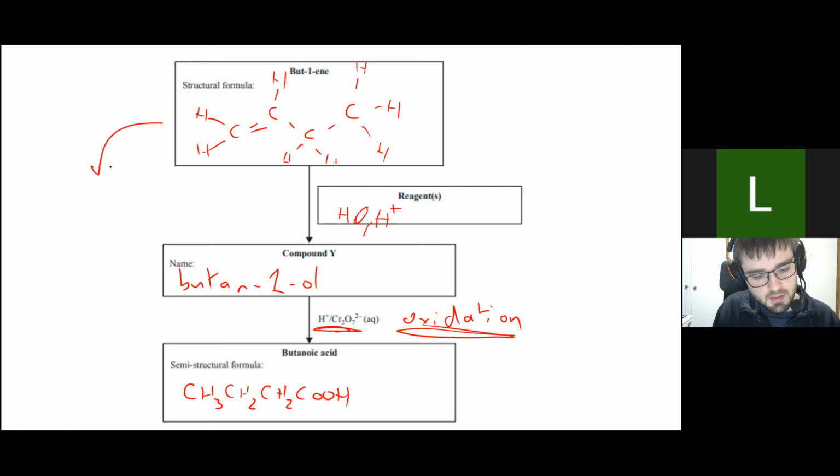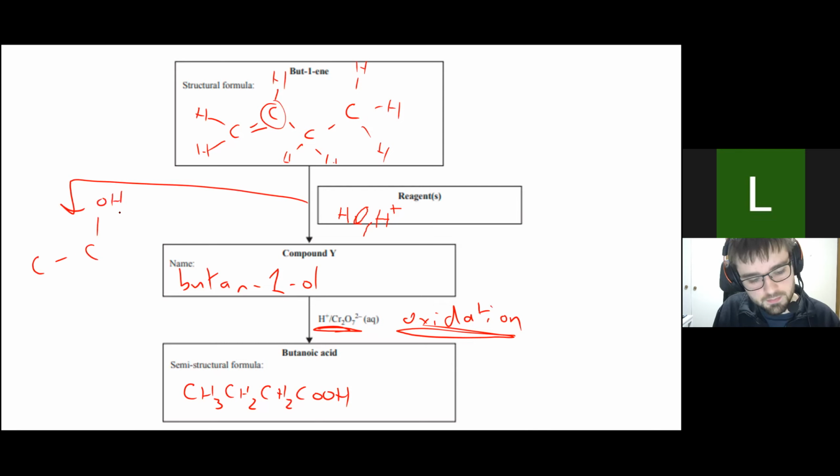Incidentally, this would make one product. If you got asked what the other isomer would be, remember that the OH could add here, that would give the butan-1-ol. It could also add here, which would end up with a secondary alcohol here. And then if you put the same conditions on it, you would end up with a ketone there. But that's not asked here, so you don't need it.